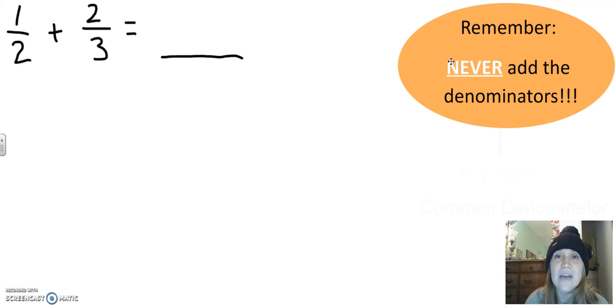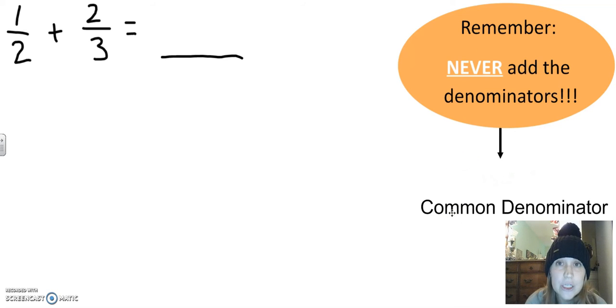Instead, what we're going to have to do is find equivalent fractions that have a common denominator. So we're going to be changing our 1/2 and changing our 2/3 so that their denominators are the same, because we can only add fractions once the denominators are the same. Today I'm going to be showing you how to find the easiest common denominator. So let's take a look at our problem.